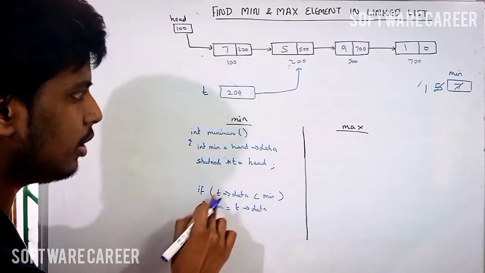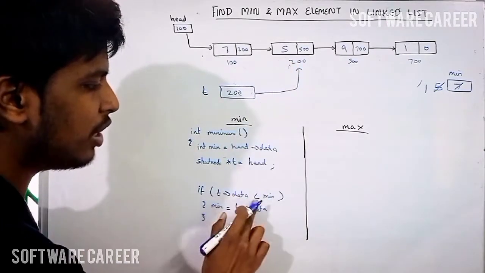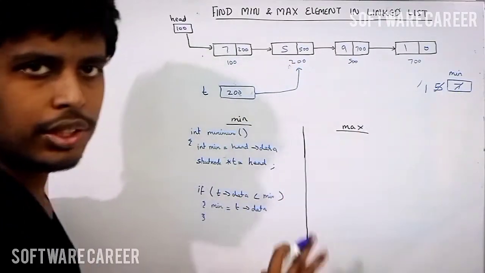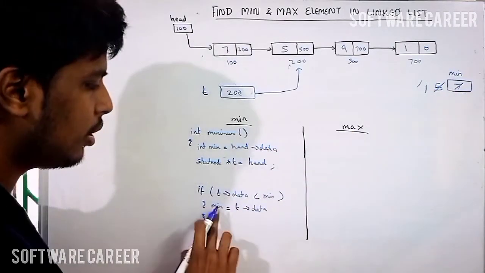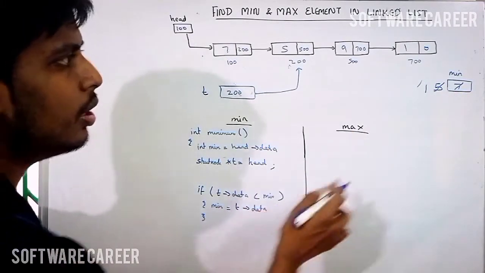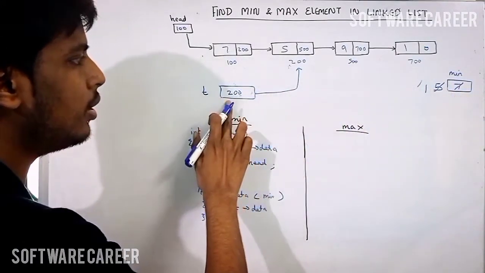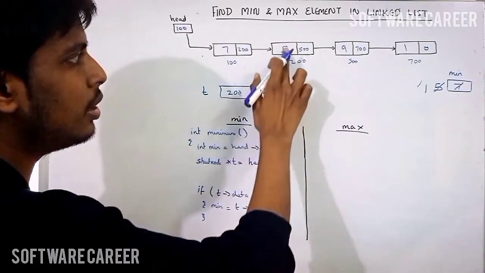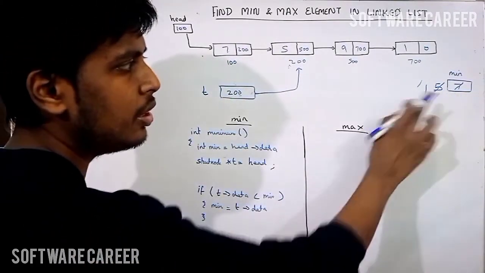That's why I am writing the condition t data. T is 200, 200's data is 5. Whether 5 is less than minimum, 5 is less than 7. So what should you do? You should update the minimum variable, that is minimum equals t data. Now 7 will get cancelled and minimum is equal to t's data, 200's data is 5. So you have updated 7 to 5.